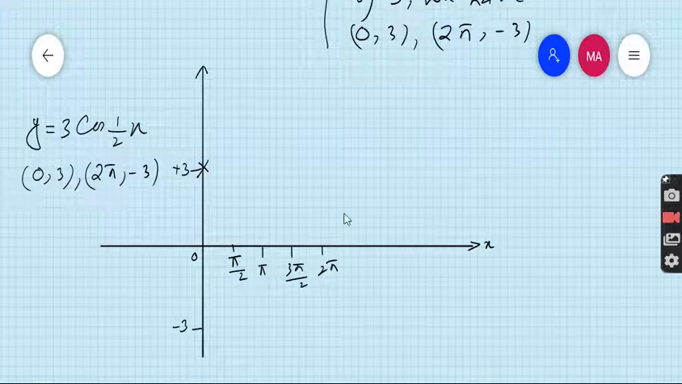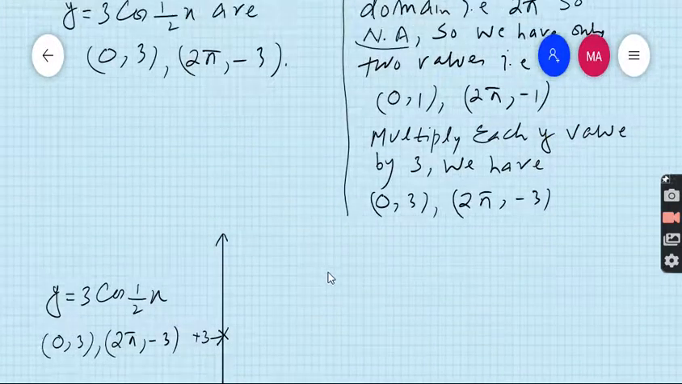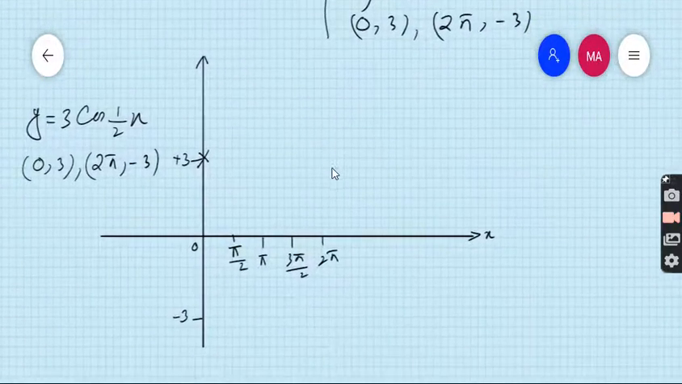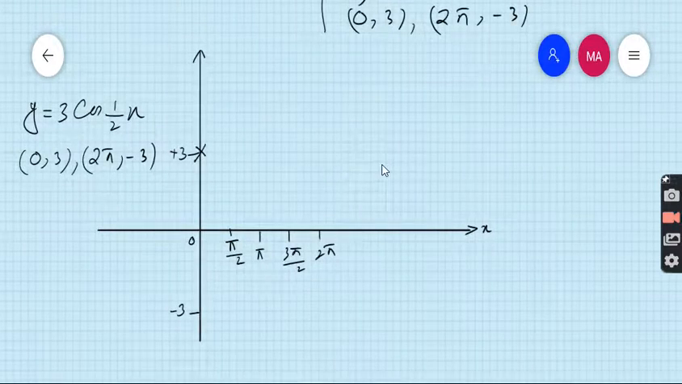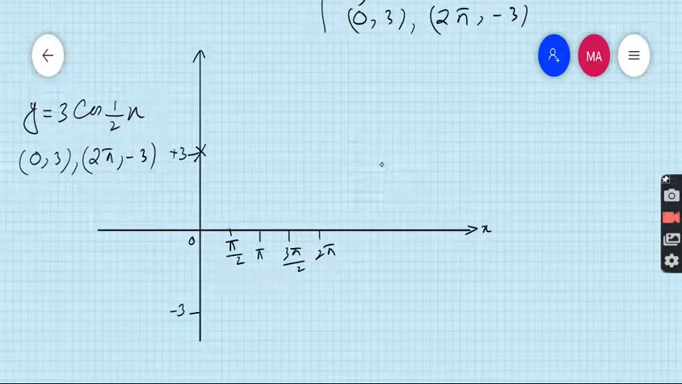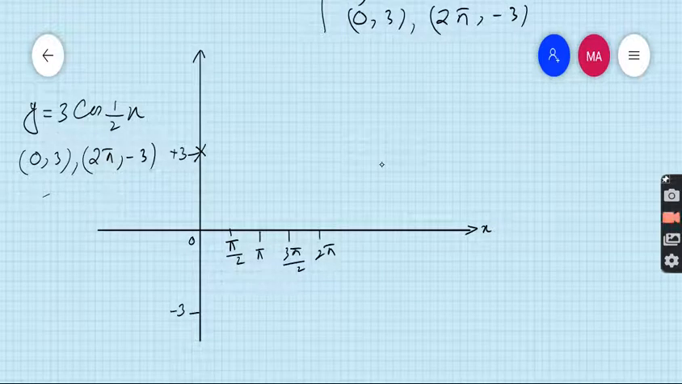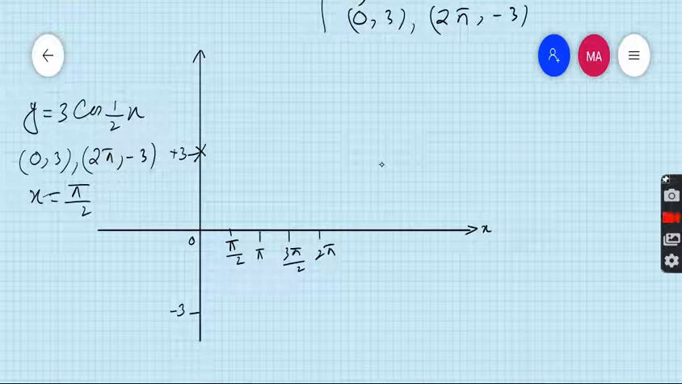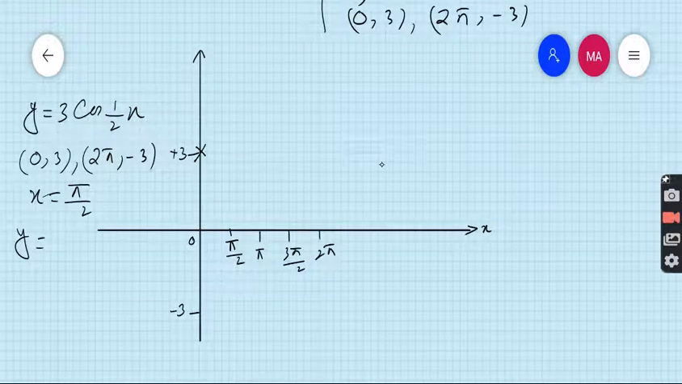I am showing again 0 comma 3 and 2 pi comma minus 3. So the first point is this, but in order to draw the complete graph we have to take some more points on x-axis. So we need the x-intercept where y is 0. So if I take x is pi by 2, we will get y equals 3 cos 1 upon 2x.